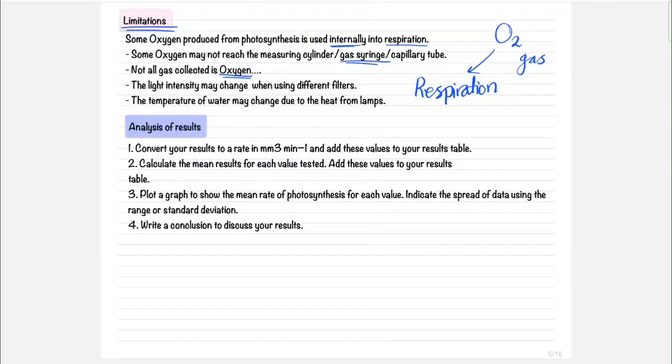The light intensity may change when using different filters. The temperature of the water may change due to the heat from the lamps, and this is a good point. That's why we use a heat shield.